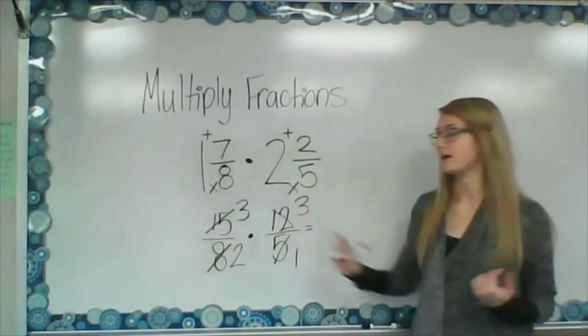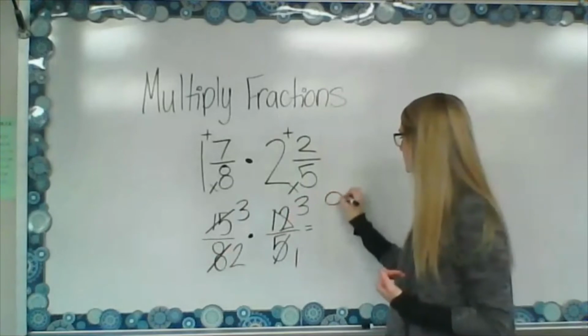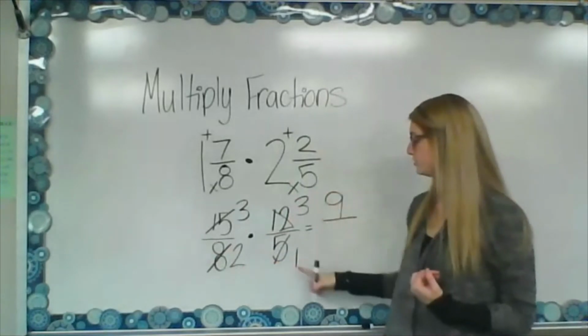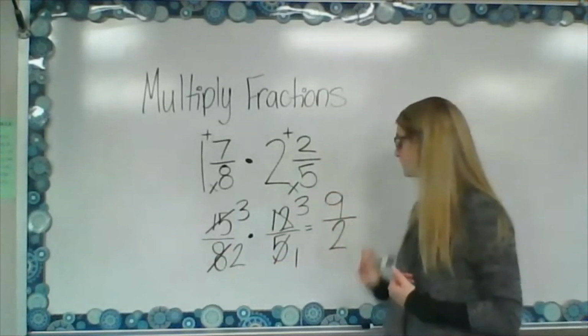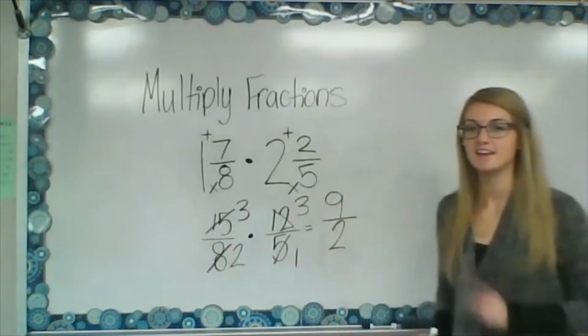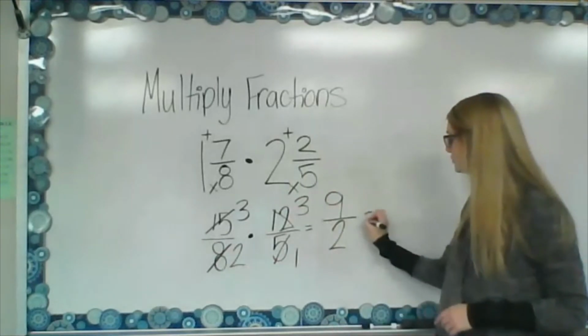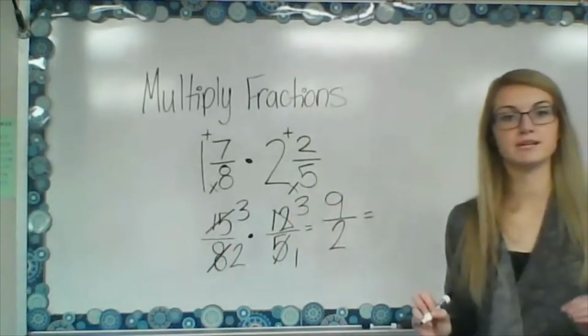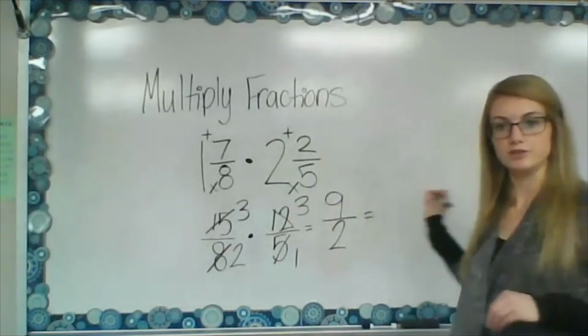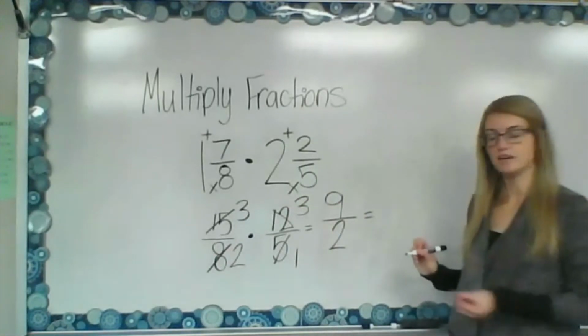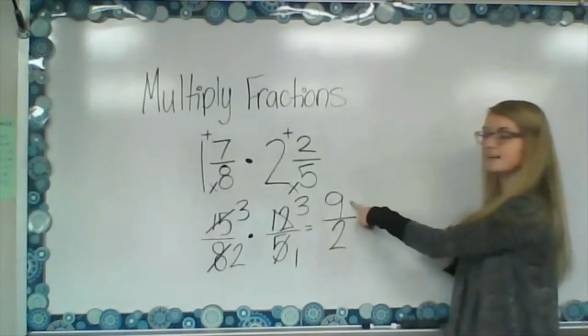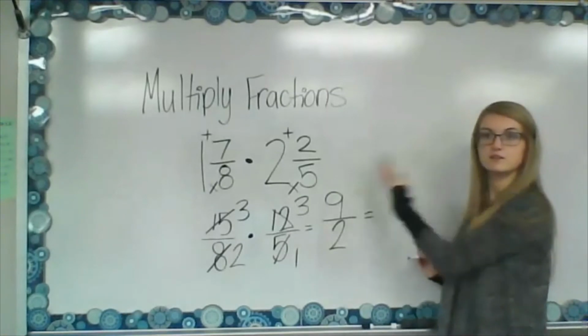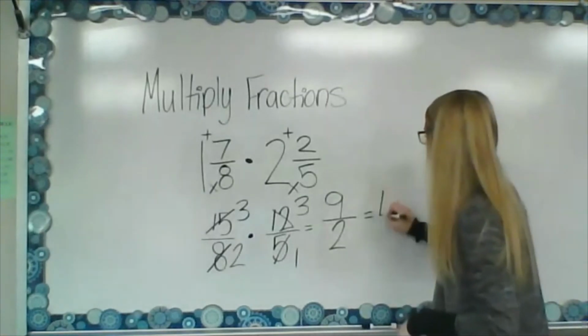Now I can just multiply. 3 times 3 is 9. 2 times 1 is 2. Okay, we have 9 over 2. To turn that into a mixed number, you could do it off to the side, or we could just ask ourselves, how many times would 2 go into 9 without going over? 4 times, right? Because that'd be 8.